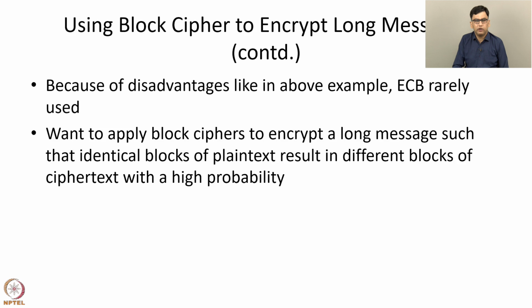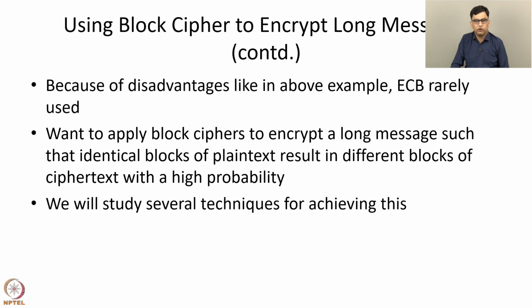So the challenge is that we want to apply a block cipher to encrypt a long message such that identical blocks of plain text result in different blocks of ciphertext with a high probability. So if two or more plain text blocks are the same, even then we would like the corresponding ciphertext blocks to be different with a high probability. To do this, we add some randomness to the plain text. We'll study different techniques for achieving this, and they all use randomness to achieve this property that identical blocks of plain text map to different blocks of ciphertext with a high probability.